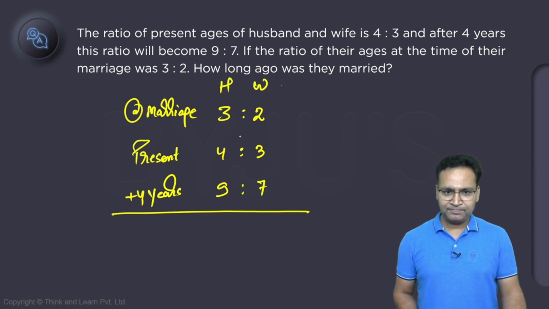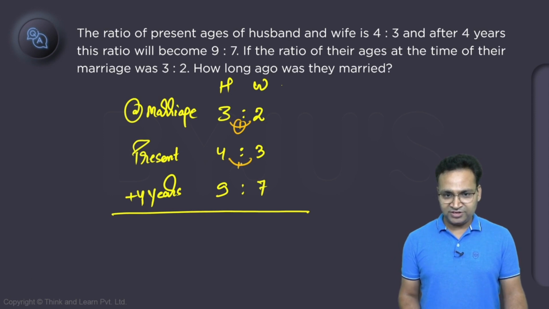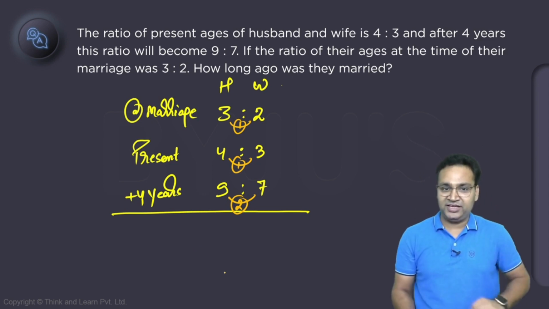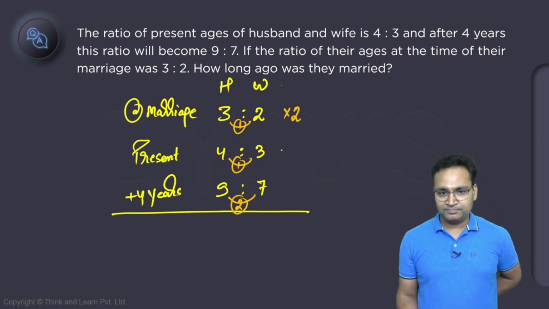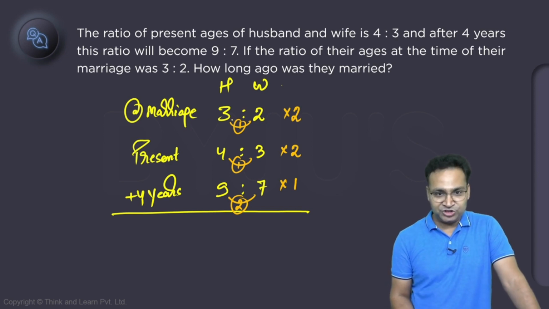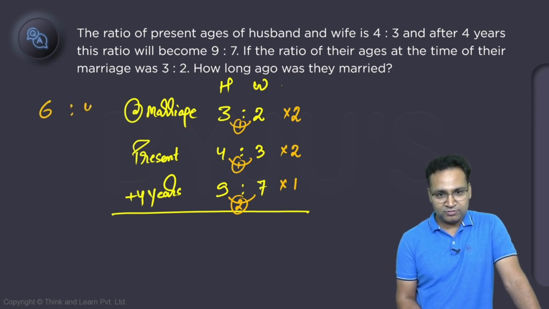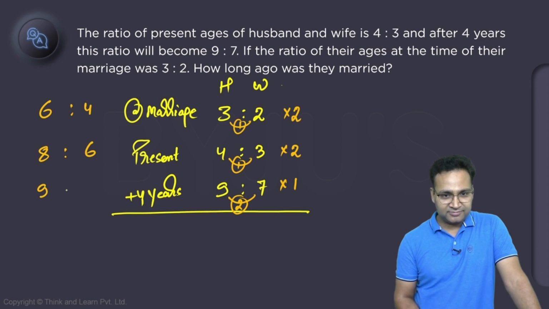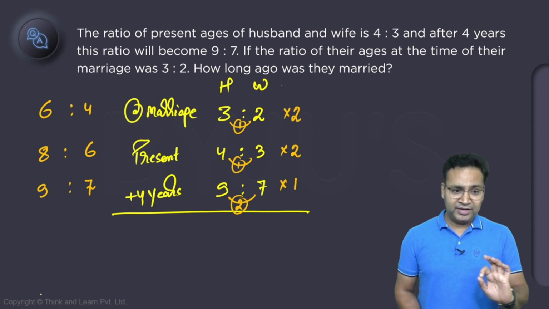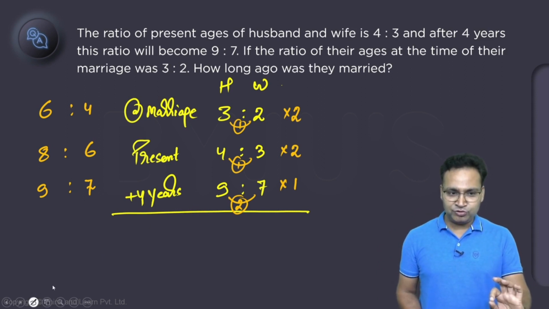should have been the same. What is the difference? 1. What is the difference? 1. What is the difference? 2. If you want the difference all across the same, you multiply this by 2, this by 2, and this remains the same. Clear? So basically, what are the final ratios? 3 2s are 6, 4. 4 2s are 8, 6. 9 1s are 9, and 7. All fine?